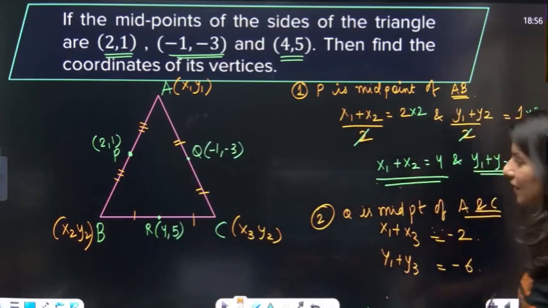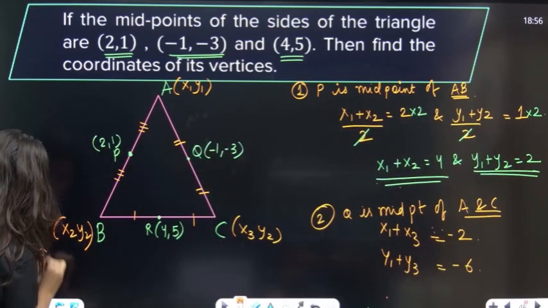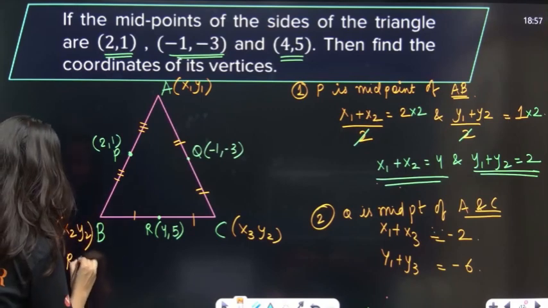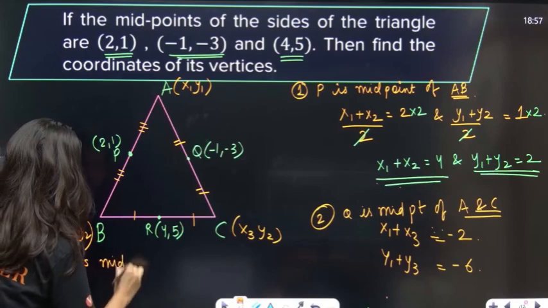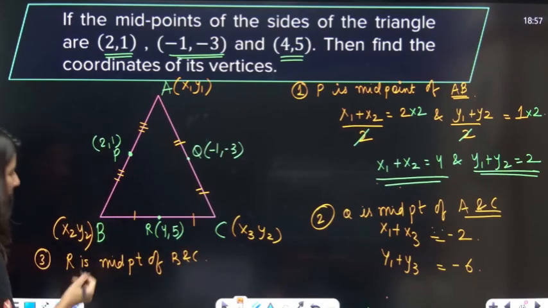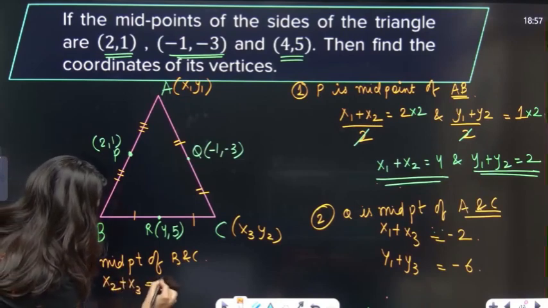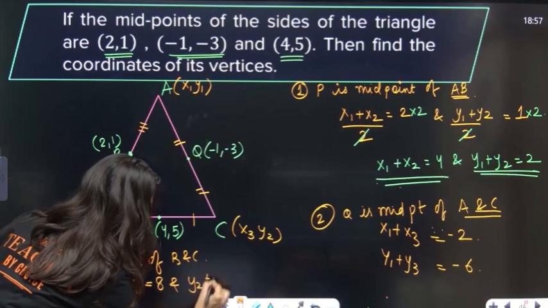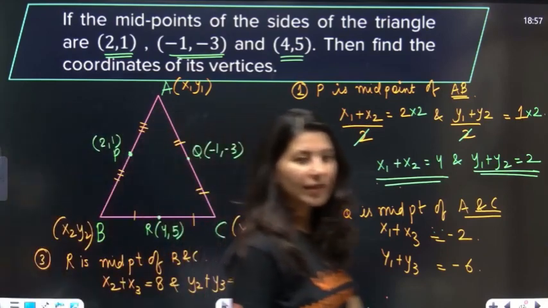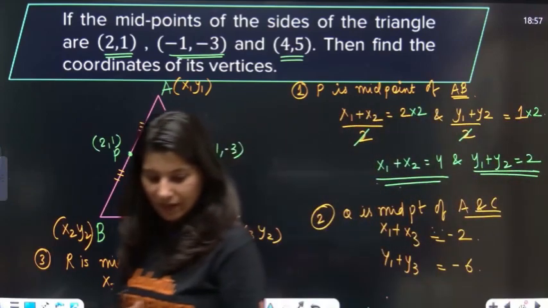Now third. Let me write third over here. Third point, R is midpoint of B and C, everybody. So what can I write? x2 plus x3 is equal to 8 and y2 plus y3 is equal to 10.